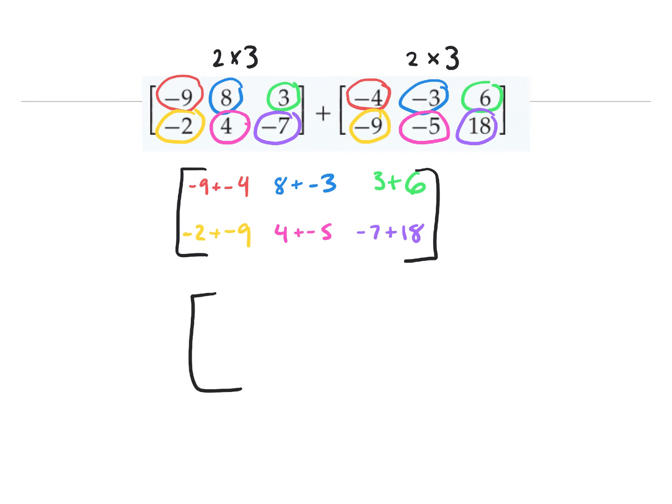And we just combine them all together. So negative 9 minus 4 would be negative 13. Then we have 8 minus 3. So this would be 5. 3 plus 6 is 9. Negative 2 minus 9 is negative 11. And 4 minus negative 5 is negative 1. Negative 7 plus 18 is 11.